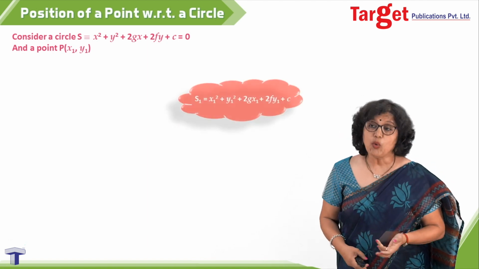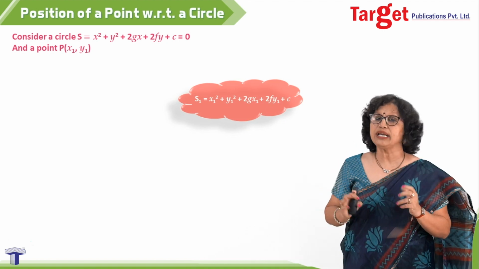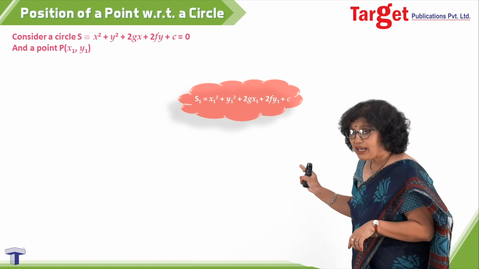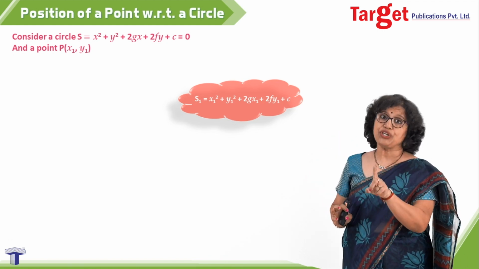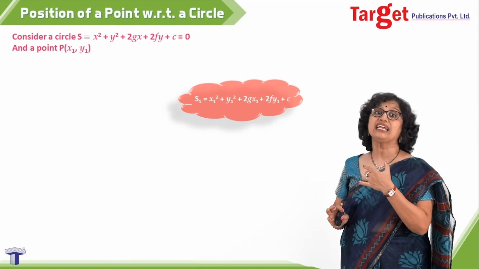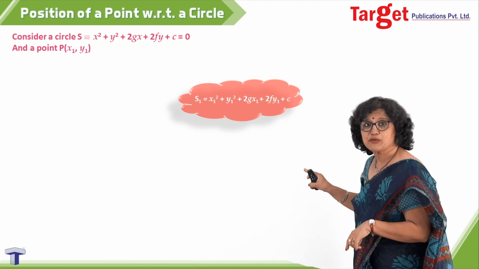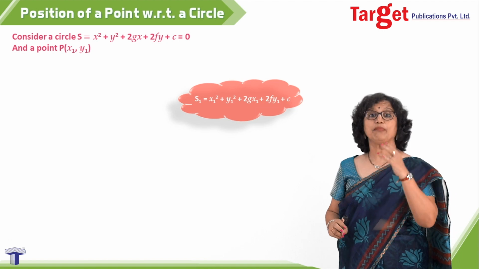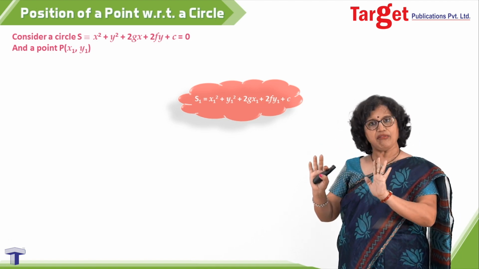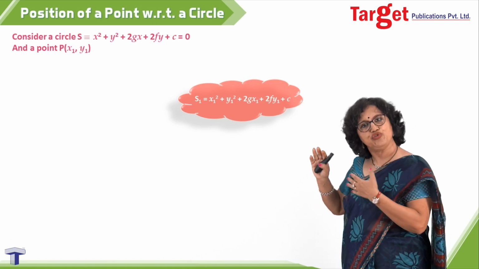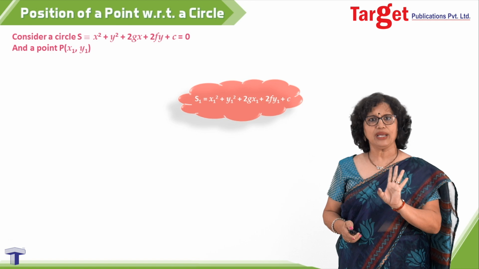And from here, what we do is evaluate a quantity called S1. What type of quantity is S1? We are evaluating x square plus y square plus 2gx plus 2fy plus c at (x1, y1), meaning at that point P. So S1's expression becomes x1 square plus y1 square plus 2gx1 plus 2fy1 plus c. The quantities would be given to you. x1, y1 would be known to you. g, f, c, etc. would be known to you. So you can always keep that expression for S1 ready.